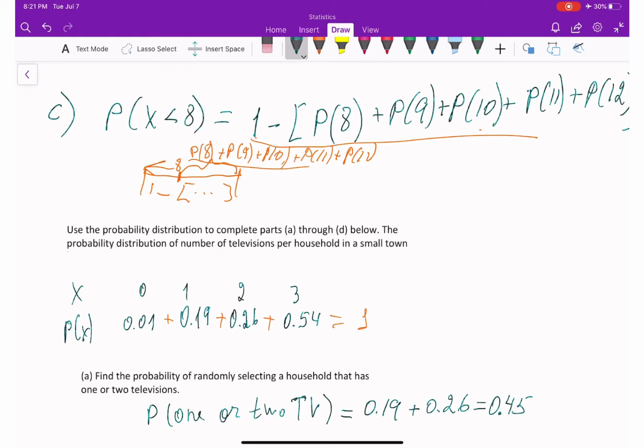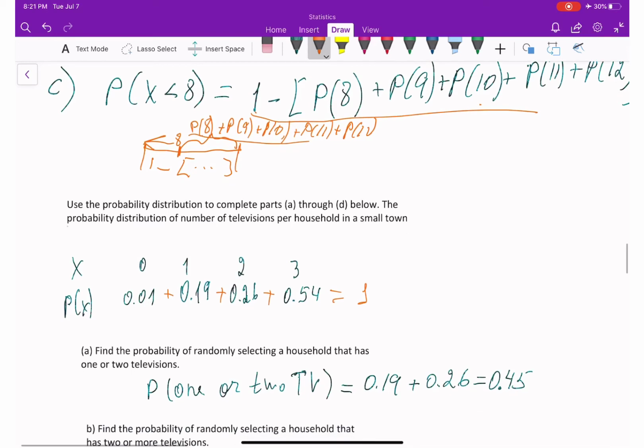use the probability distribution to complete parts A through D below. The probability distribution of the number of televisions per household in a small town is, here we have, so here are the values of x, how many televisions the household has. Some households have 0, which is us.